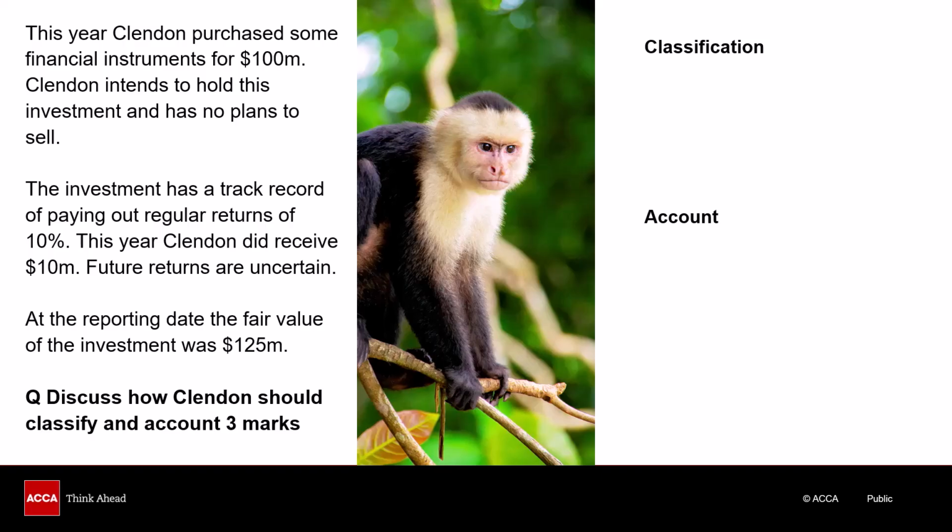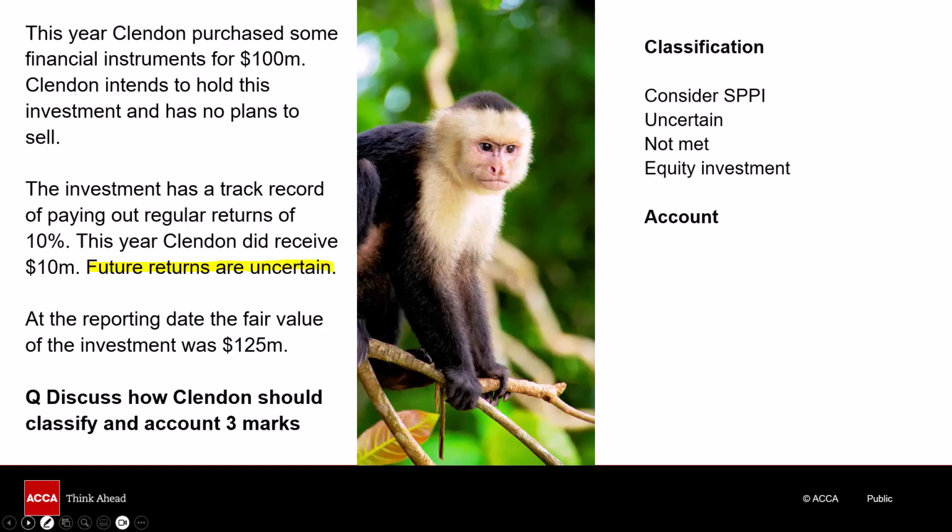Now, if we're going to be talking about classification, in any written answer, where we're talking about the classification of financial assets, you've got to explain that we have to consider the cash flow test, whether the payments are solely the payment of principal and interest. Are they contractual? Are they certain? And there's a key wording in the question that says future returns are uncertain. So if the cash flow test is not met, by definition, we're looking at an equity investment.